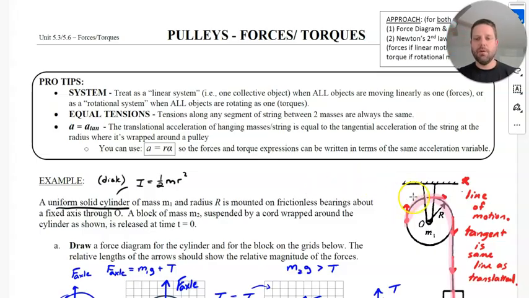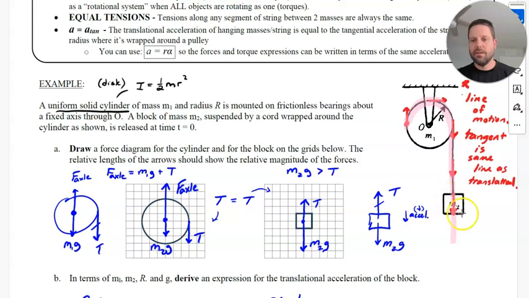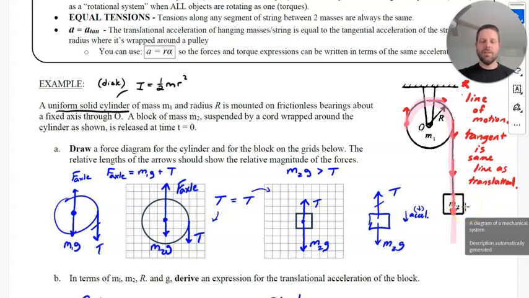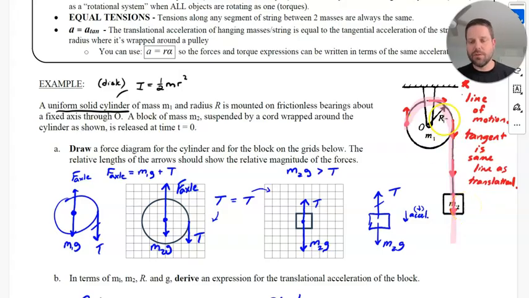So in a pulley where you have a point mass attached to a string that goes around a pulley, the pulley is rotating, but its center is not moving translationally. The block is moving translationally downward, but it's not spinning. And so they're related in that the tangential motions are the same here, but we cannot treat these as a two-object system. We have to keep them separate.